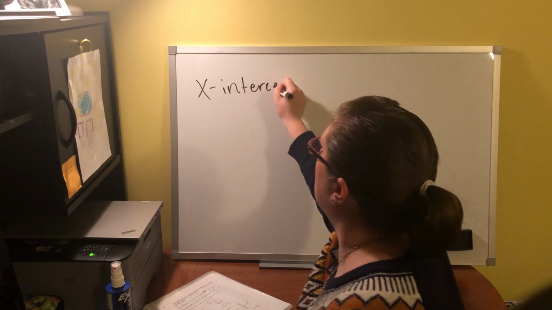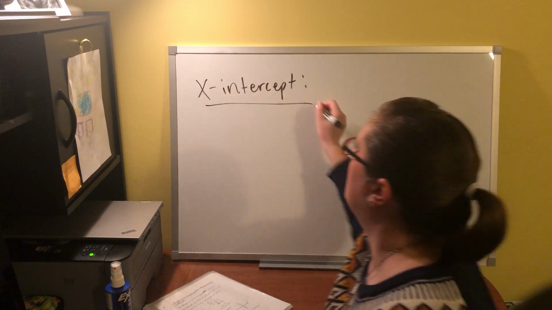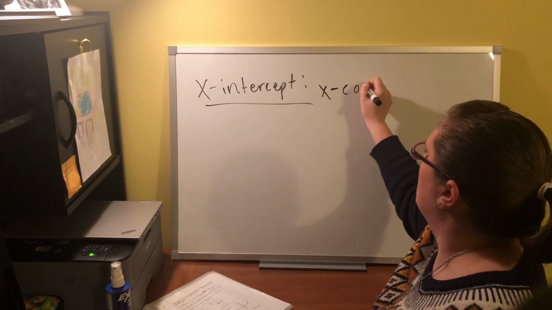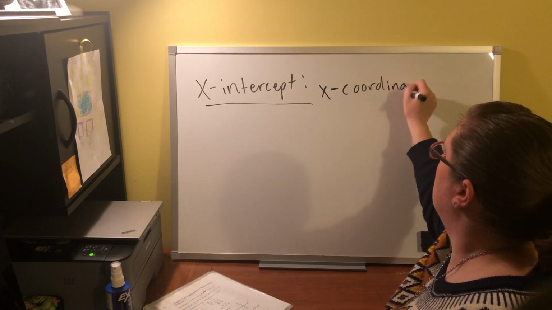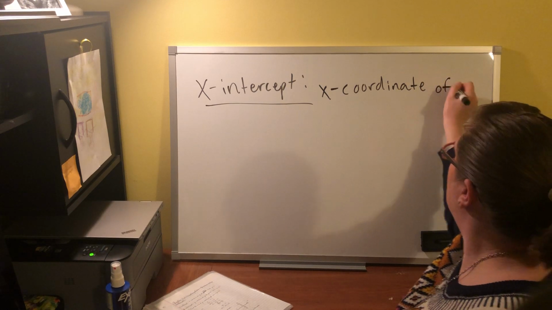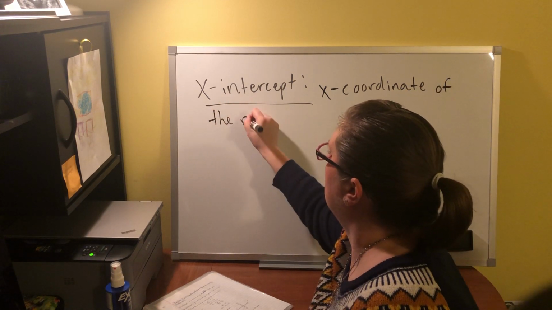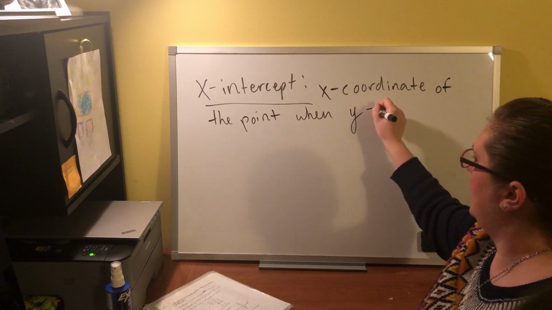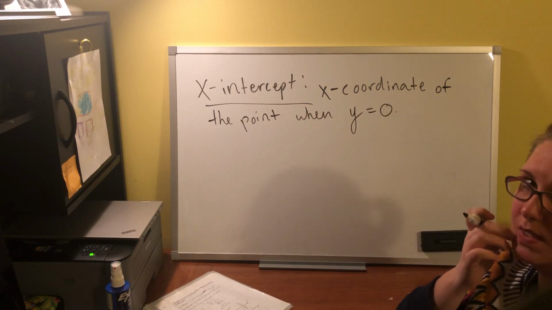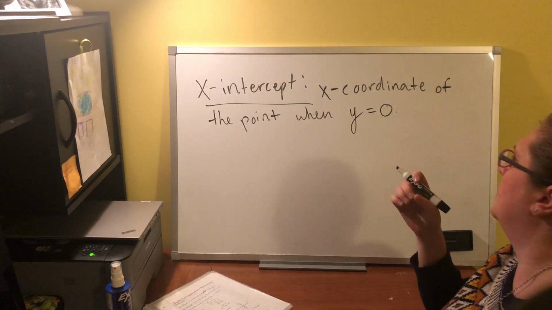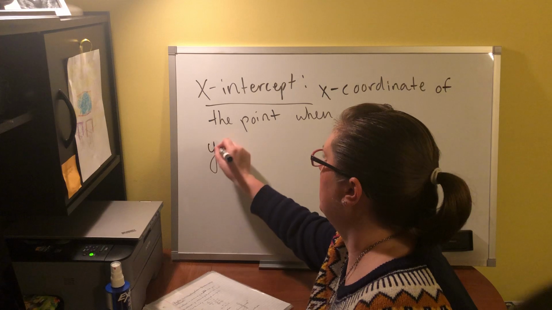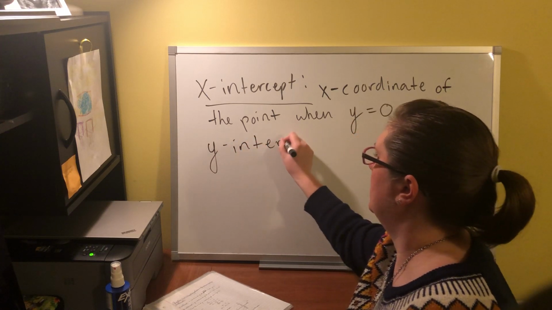The first one we're going to talk about briefly is the x-intercept. The x-intercept is the x-coordinate of the point when y is equal to 0. So when y is equal to 0, we have an x value, okay? Hence x-intercept.